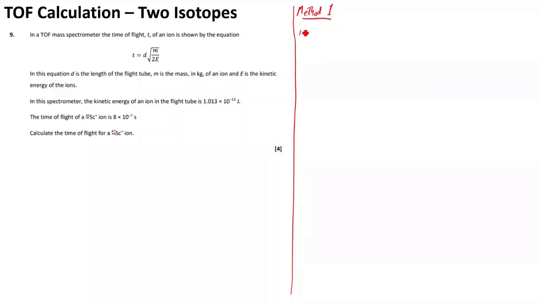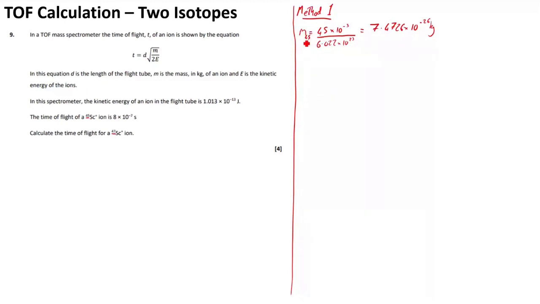So same steps as normal. Work out the mass of the isotope that we have any information about. We have the time of flight of scandium-45, so we're going to work out the mass of the 45 isotope. Divide it by 1,000 and divide it by Avogadro's number. And your mass comes out as 7.4726 times 10 to the minus 26 kilograms. So again, it's in the right range that we're looking for, that times 10 to the minus 26. So this is the mass of 45.